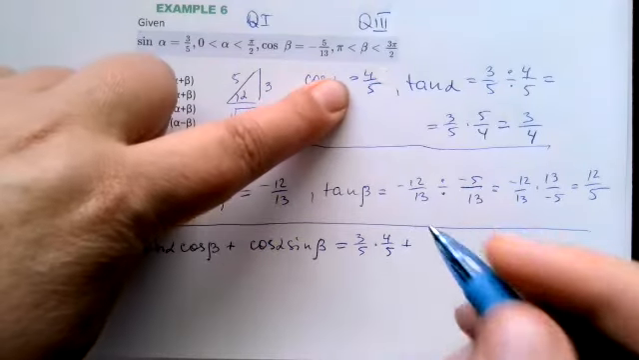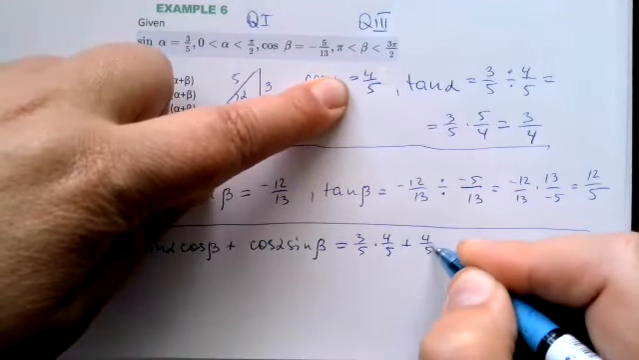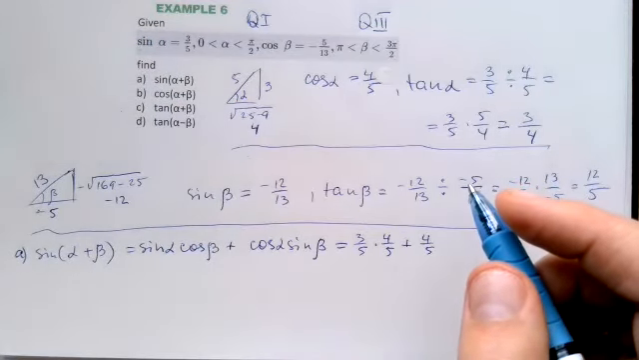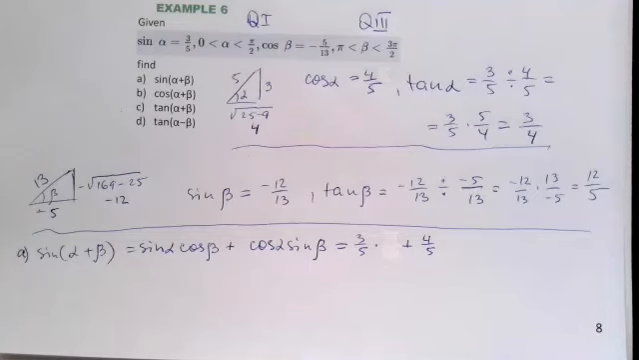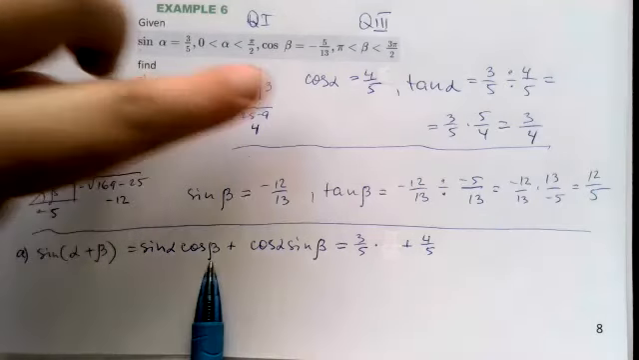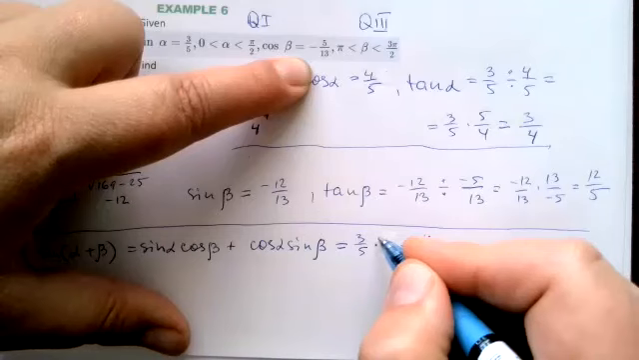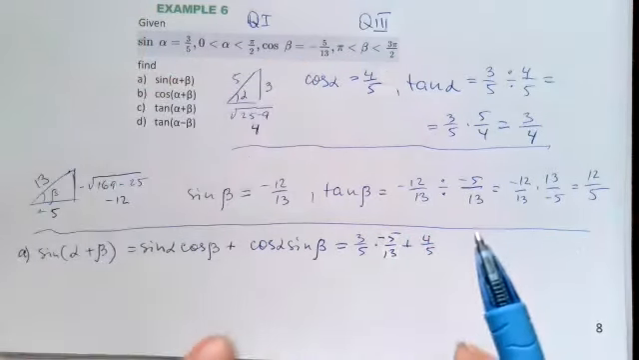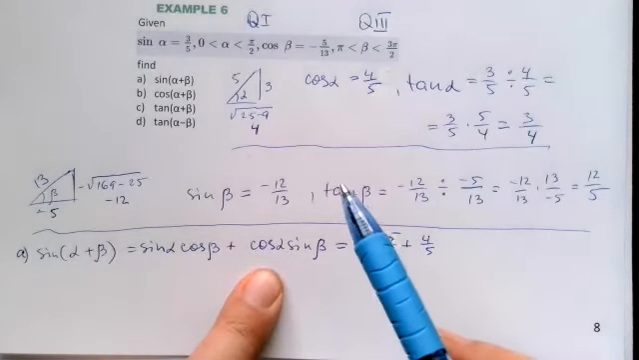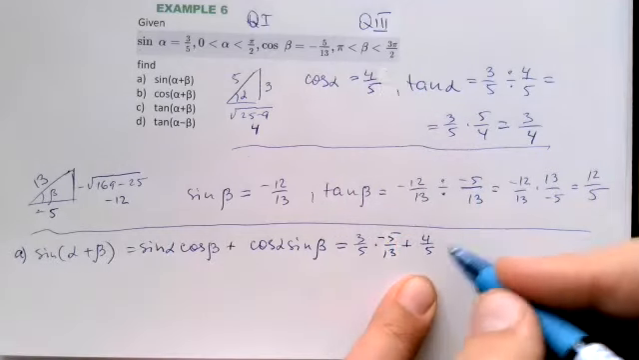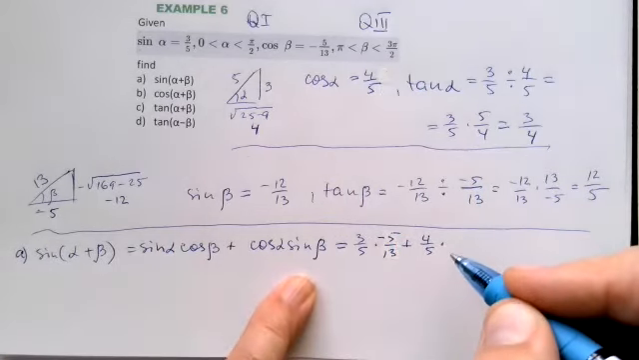Cosine alpha again is 4/5. And I'm sorry, this should be cosine beta. So cosine beta is given to us. It's negative 5/13. And then cosine alpha, which is 4/5, times the sine beta.